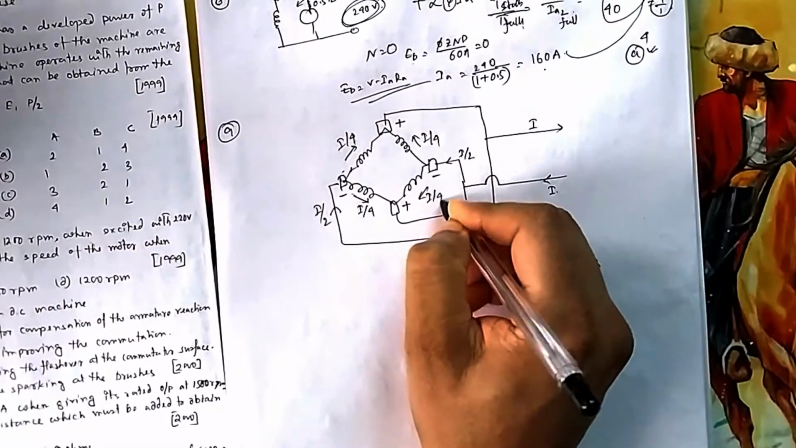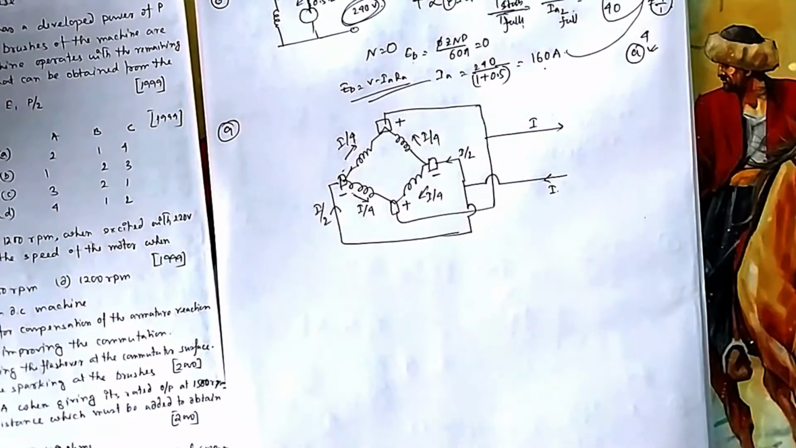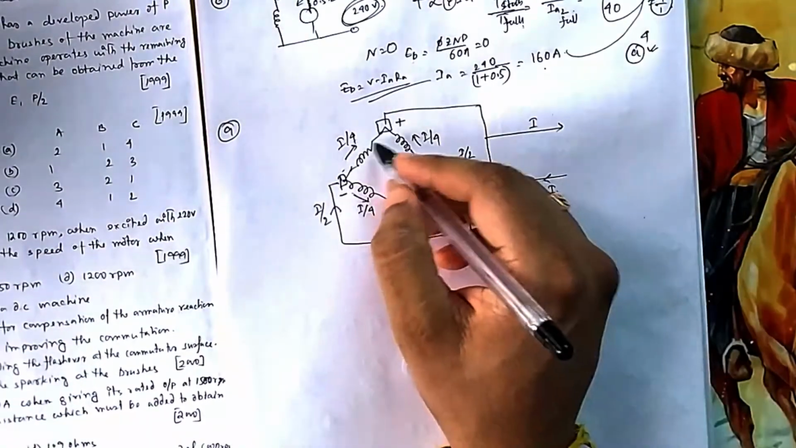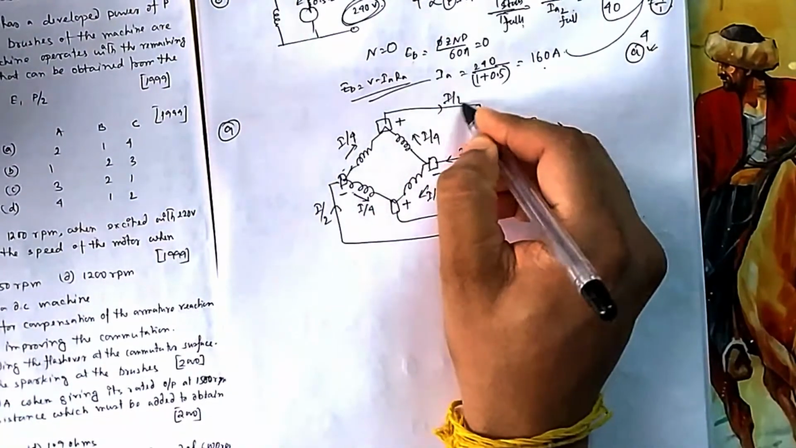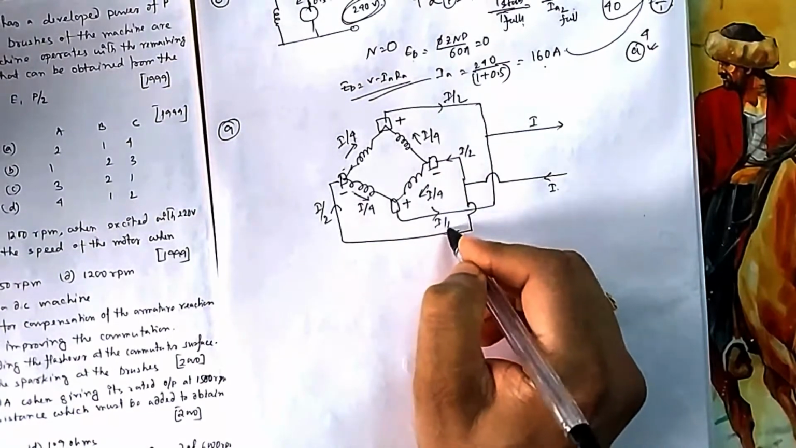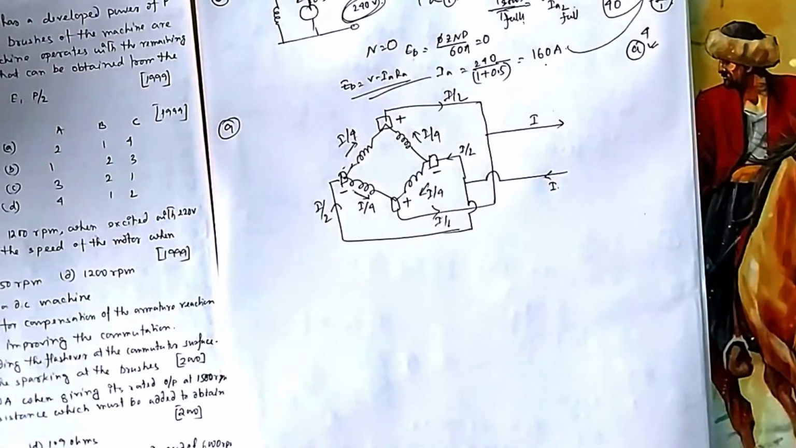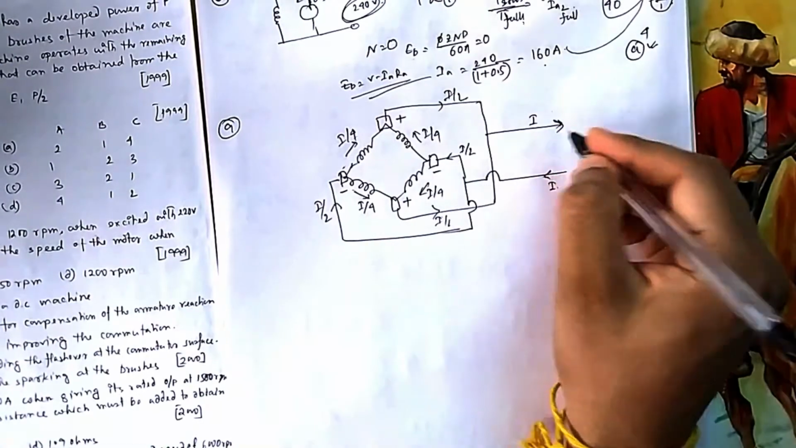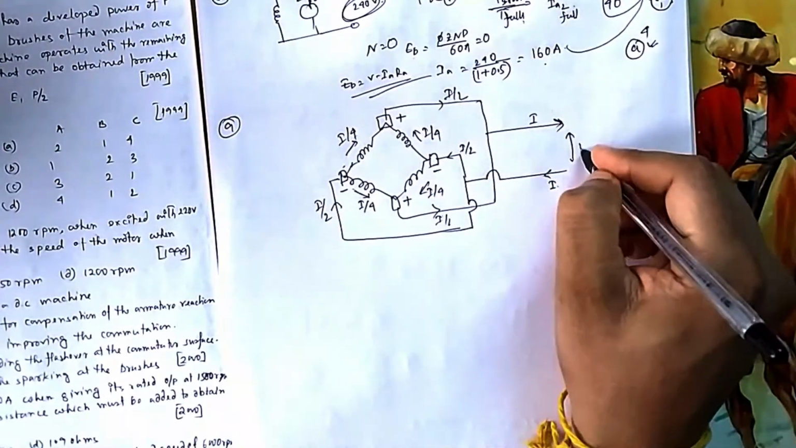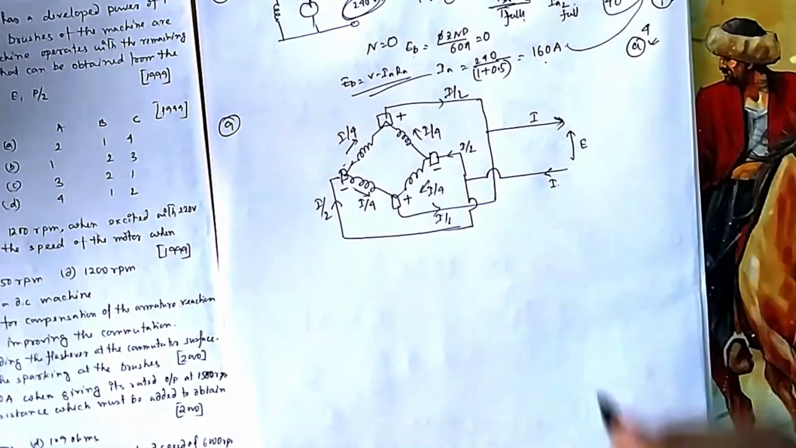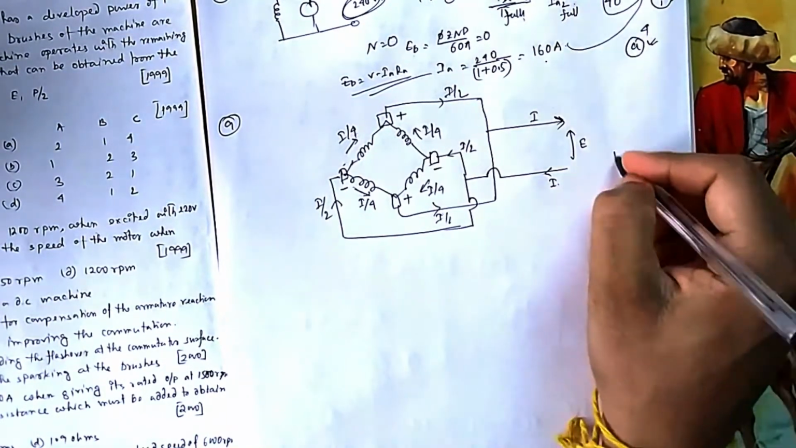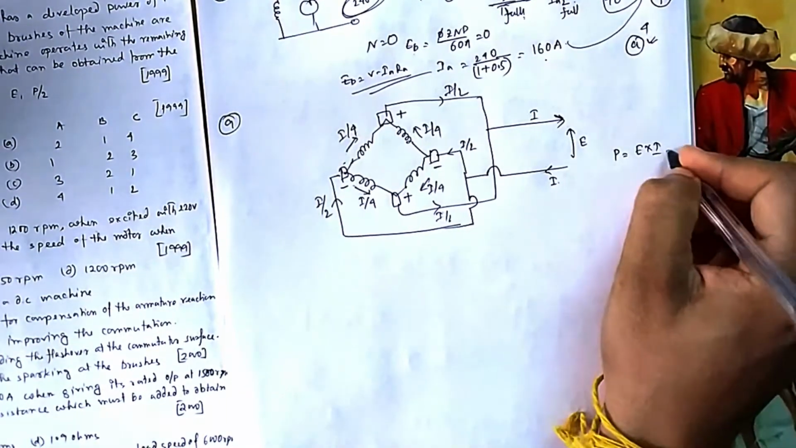Now you can see there are 4 branches and each branch carries I by 4. All are parallel paths. Now you can see this I by 4 plus I by 4 will give this I by 2. This will also give I by 2. And I by 2 plus I by 2 will get it at I. So this was your E, the voltage between these 2 terminals, and P was the power, which is E into I.